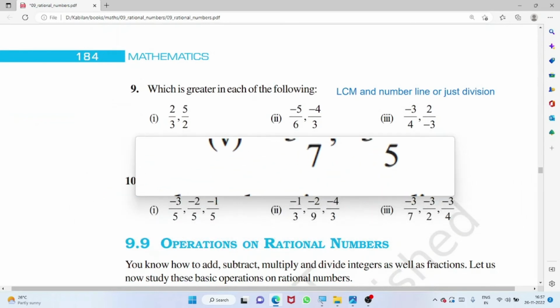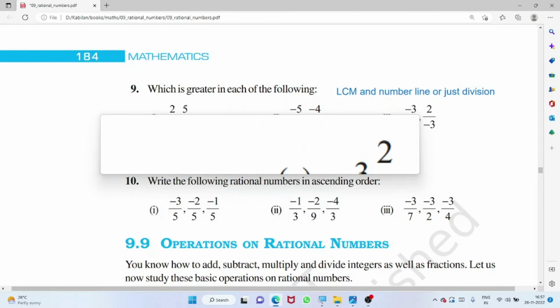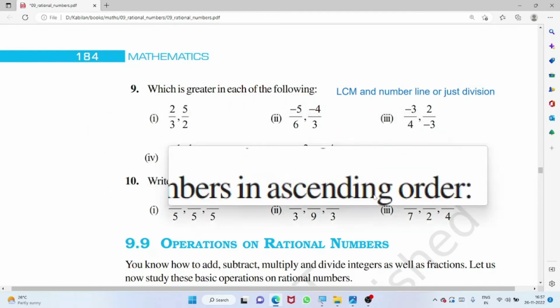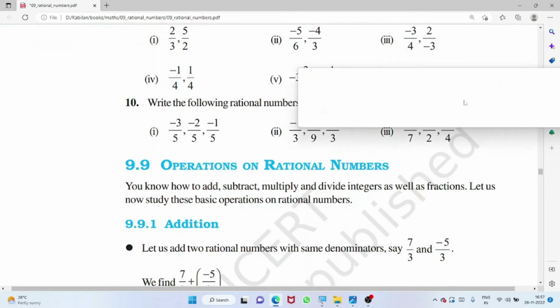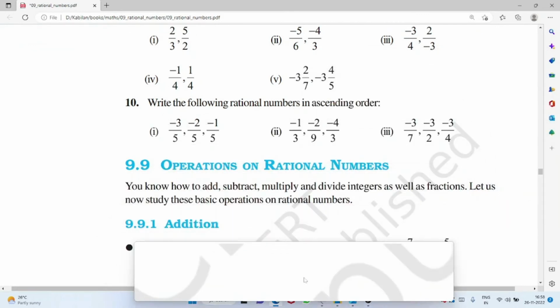To see which is greater, on the number line, the number on the right side is greater than the one on the left side. That's how you have to compare the numbers.